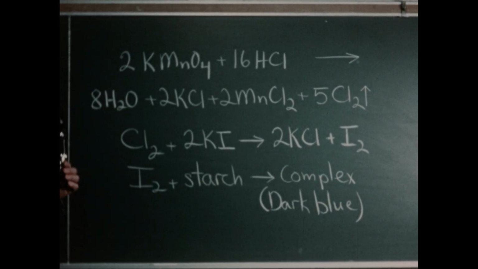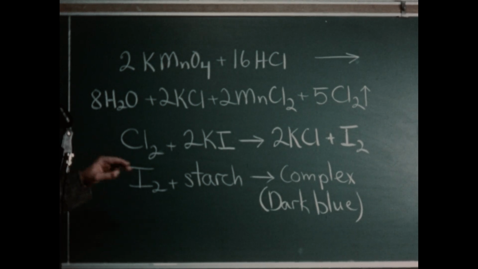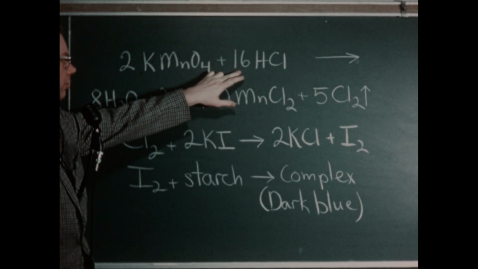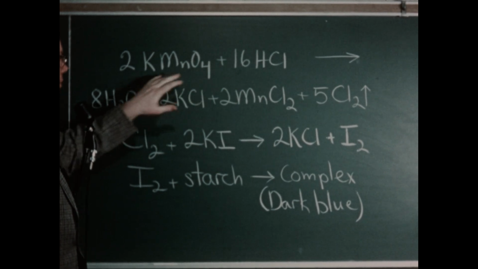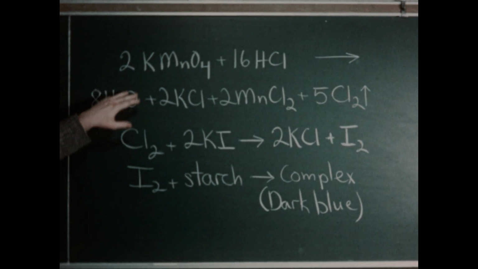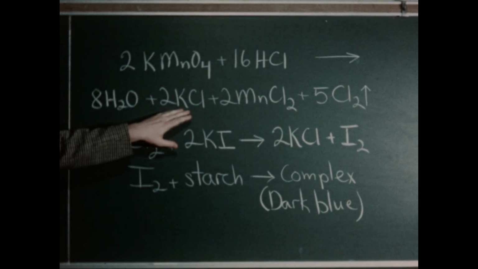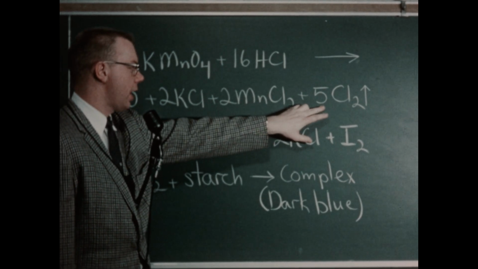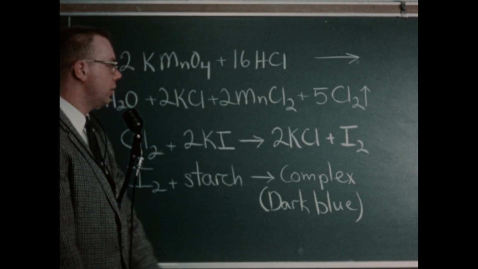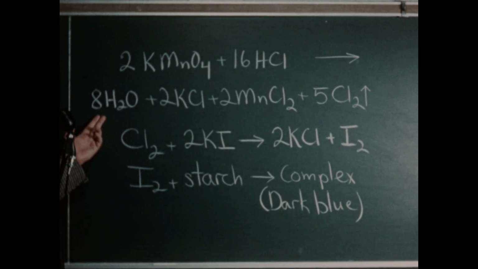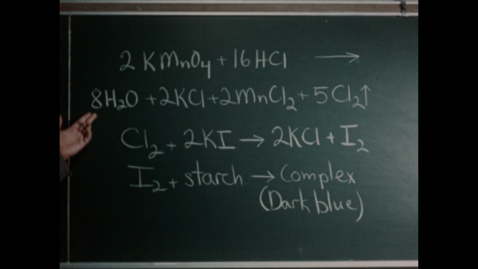We produced chlorine in the first experiment by reacting potassium permanganate with concentrated hydrochloric acid. The balanced equation for this reaction is on the board, the products being water, potassium chloride, manganese chloride, and chlorine gas. This equation is a good example of an oxidation-reduction equation, and it would be a good example for you to practice equation balancing with.